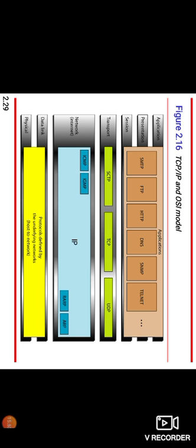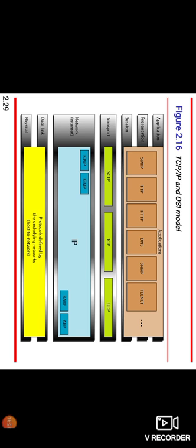Okay, then the application layer is the combined session of the presentation and application layers in the OSI model. Here we are defining the Simple Mail Transfer Protocol, File Transfer Protocol, HTTP, the Hypertext Transfer Protocol, then DNS, SNMP, Telnet, etc. These we are going to discuss in the upcoming modules. Okay, so this is all about the TCP/IP protocol suite.